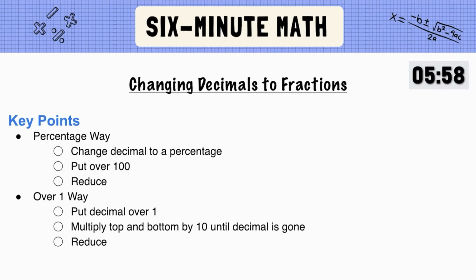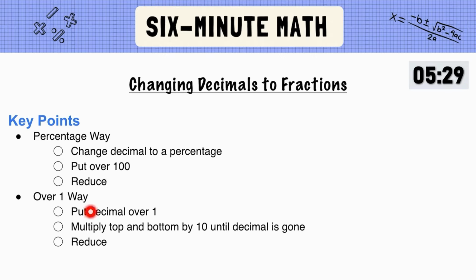Our key points when we are changing decimals to fractions are split between our two different ways that we are going to talk about. In the percentage way, we're firstly going to change our decimal to a percentage. Any percentage is a fraction out of 100, so we're going to put that number over 100, and then we will reduce.